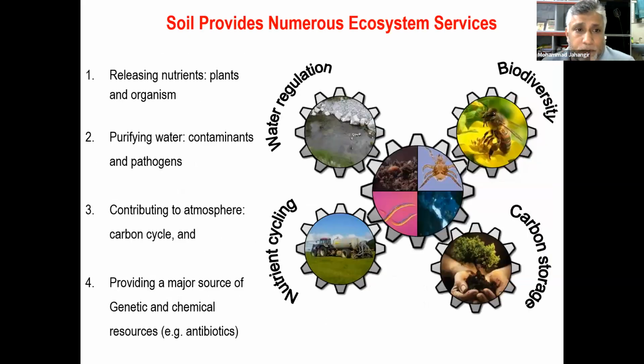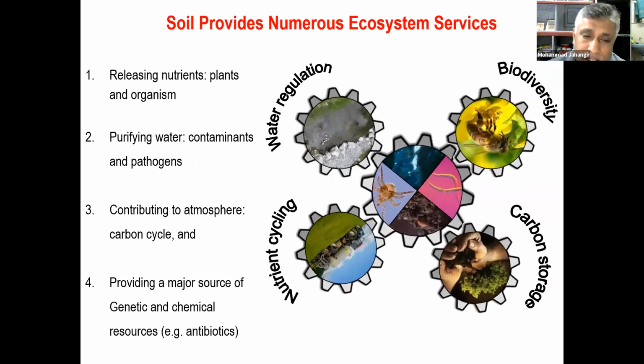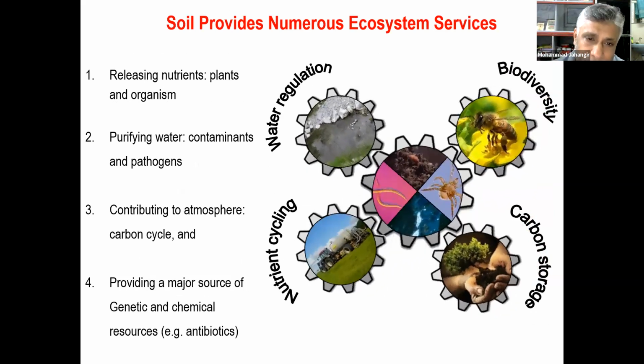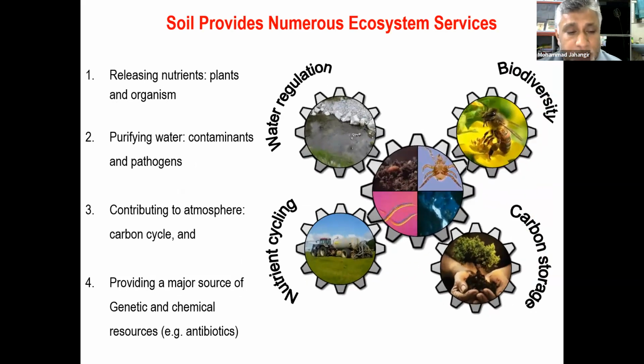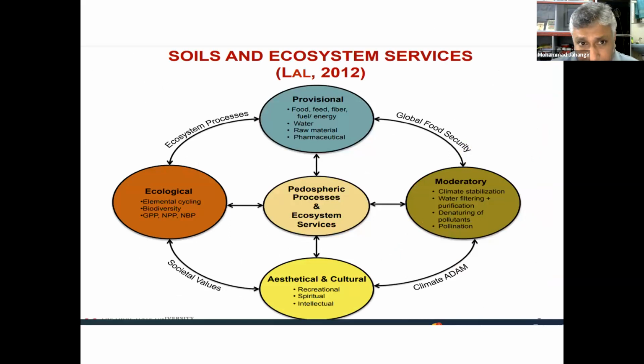So how can soil help? Soil provides nutrients to plants and purifies water. All the wastewater going underground is actually purified by soil. Soil also contributes to the atmosphere, because it can function as a sink for global carbon emissions, and it harbors biodiversity. Soils and ecosystem services: at a glance, soils are at the root of many ecosystem services, especially food, fuel, fiber, biodiversity, and global climate change mitigation, where it functions as a sink.